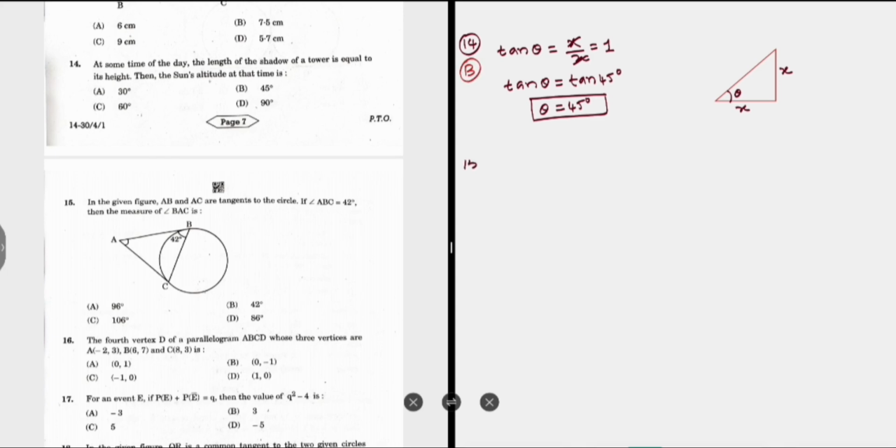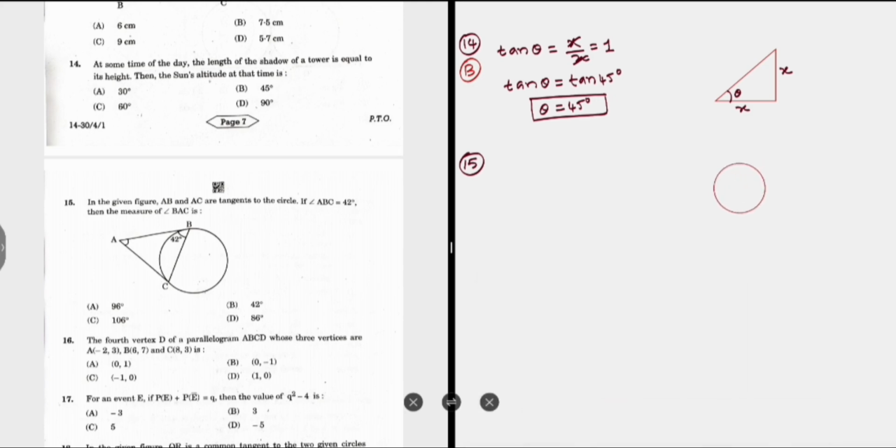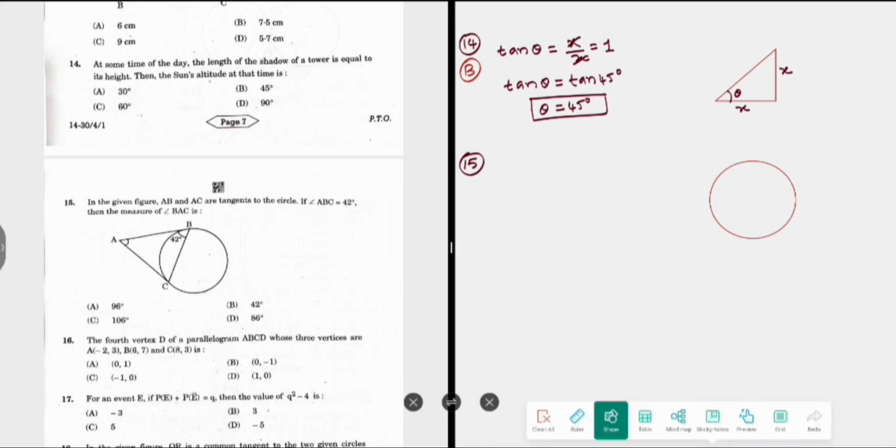Now question number 15. Question number 15 is about circles again. So here, geometry, circles. Let's draw the figure to understand better. Here, what is given? Two tangents are given. Let's draw from here. This is one tangent and this is another tangent, given like this. Then these two points are joined.